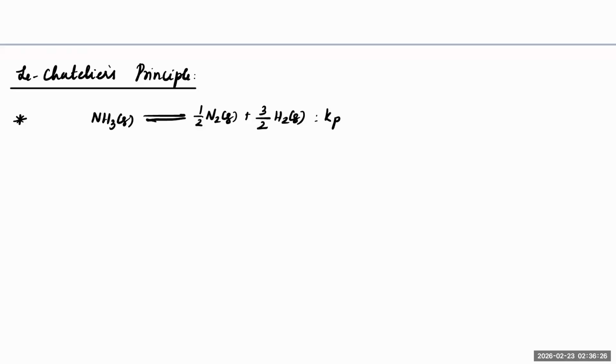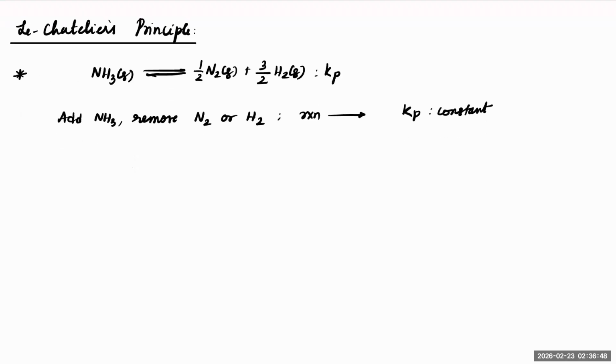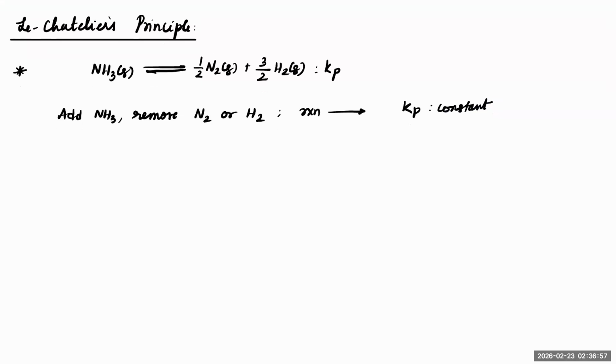So in that case, if you add NH3 or remove N2 or H2, then the reaction will move in the forward direction. Kp remains constant. Kp does not change. Got it? To keep this constant only, the reaction is moving in the forward direction. Addition and removal is clear.